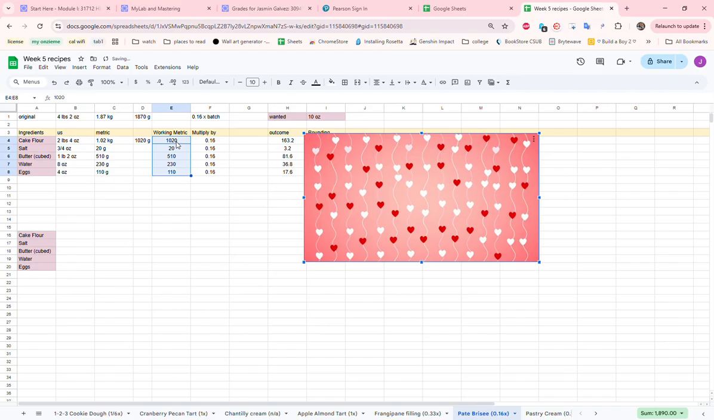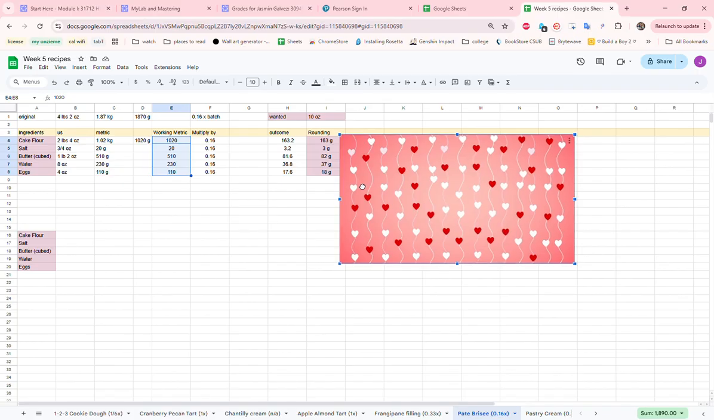So 1020 times 0.16 is equal to 163.2. 20 times 0.16 is 3.2, and so on and so forth. And lastly, we're going to round 5 or more up the score for our last little rest. And here's what you're going to be using for the note cards.